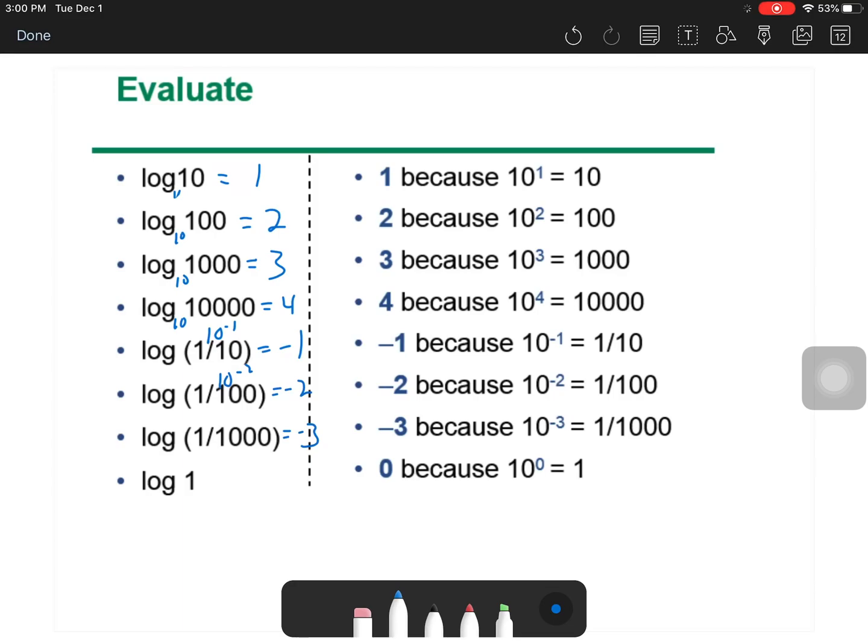Now anytime you have a log base anything of 1, this one's always the same, regardless of whether it's a common log or a natural log, which we're going to talk about. If you're taking the log of 1, the answer is always 0. The reason is that anything to the 0 power equals 1: 10 to the 0 power equals 1, 2 to the 0 power equals 1, e to the 0 power equals 1. So log base anything of 1 is always equal to 0. The answer is the exponent on whatever that base would be to make it equal to this number.